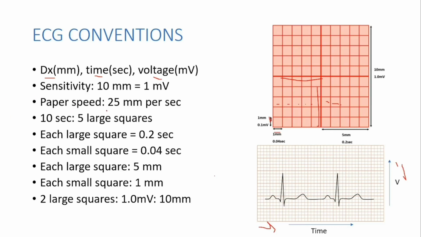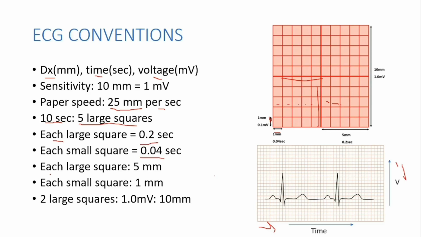Now what is the paper speed? It is 25 millimeter per second. In 1 second the ECG machine prints 25 millimeter of the paper. Now when you pick up the ECG paper, it is mostly of 10 seconds, and in these 10 seconds you will find 5 large squares. If 5 large squares are equal to 10 seconds, then one large square will be equal to 0.2 second, and each small square will be equal to 0.04 second.